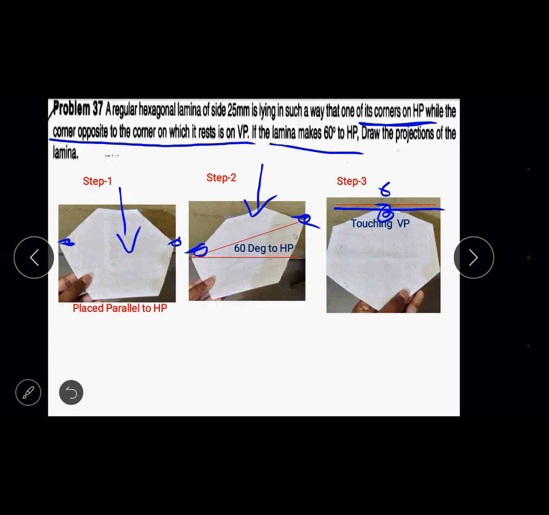Then in the third step, when you look at the top view, you will get the same irregular shape at a different position. The position of the top view in step 2 will be different from step 3. Then with the help of projectors we can get the last figure, the third front view. Again it will be an irregular shaped hexagon, drawn with the help of projectors.